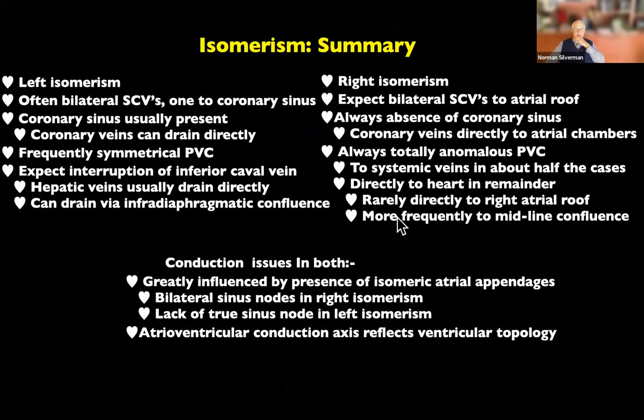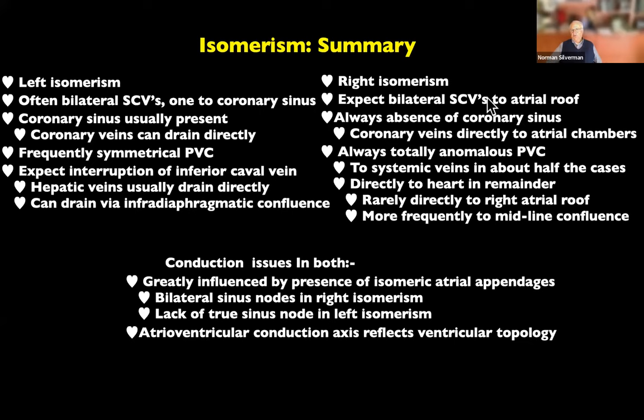So in summary, left isomerism: often bilateral SVCs, one to a coronary sinus. Coronary sinus is usually present. Coronary veins going directly. Frequent symmetrical pulmonary venous confluence. Expect interruption of the inferior cava. Hepatic veins usually drain directly and can drain via an infradiaphragmatic confluence.